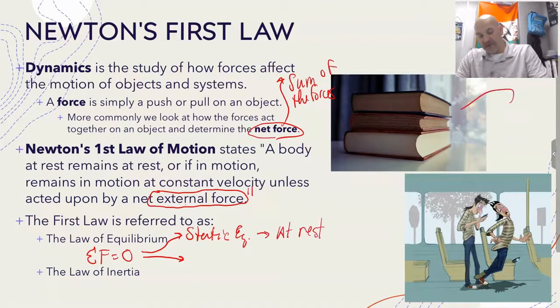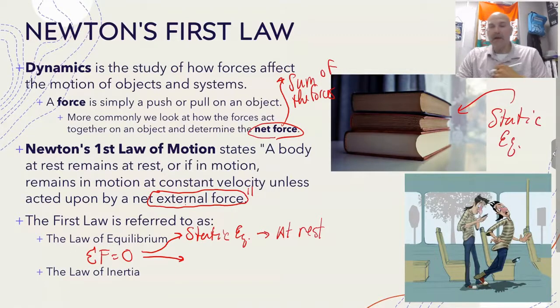So for example, these books are in static equilibrium, right? Because they're not moving, they're at rest. So all the forces that are acting on those books are balanced. That's another way that we look at it when we say the sum of the forces: we say that the forces are balanced.